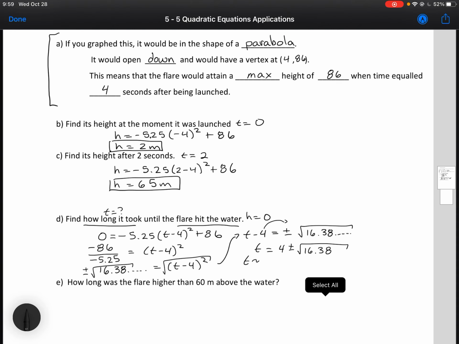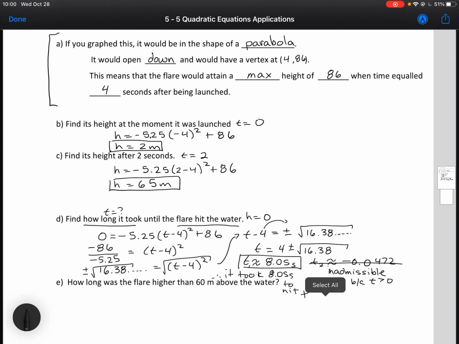So I'm going to get t1, we'll call it, is approximately 8.05 seconds. And then my t2, my other solution, is minus 0.0472. This time is inadmissible because time has to be greater than 0. So therefore, it took 8.05 seconds to hit the water.